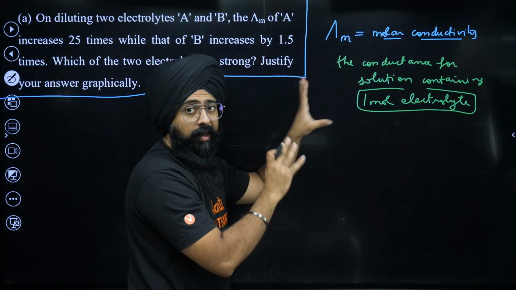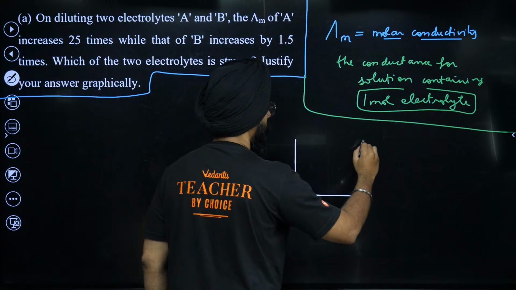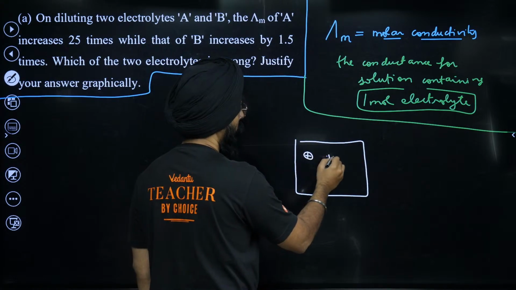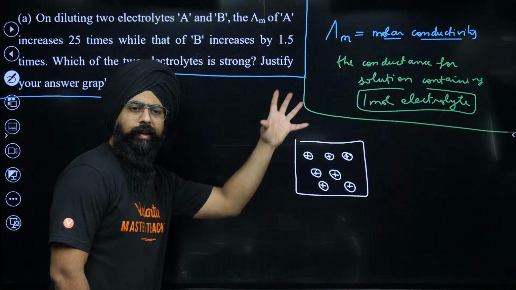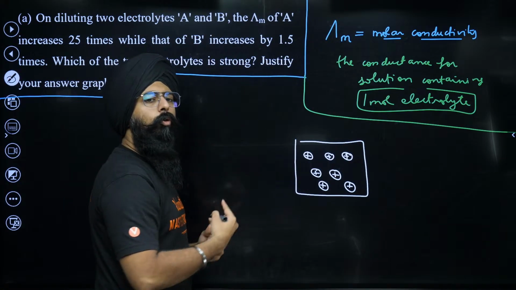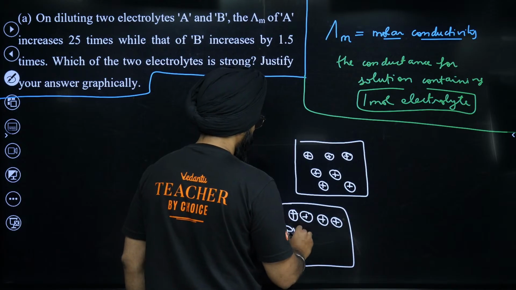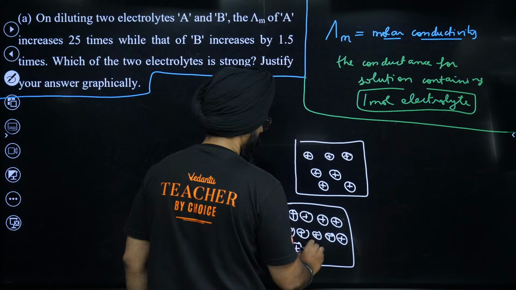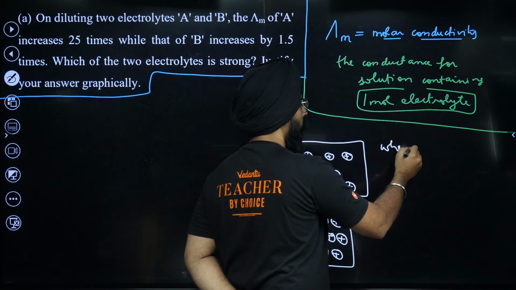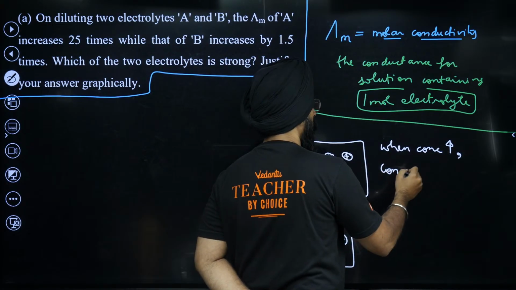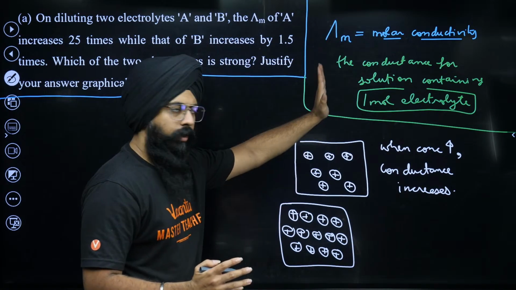Now, let us try to understand this. This is a very misunderstood concept, but I will explain it to you now. Imagine there is this particular solution and I have 7 ions in this. If I increase the concentration of ions, let's say instead of 7 ions I have many ions, more ions implies better conductance of electricity. So can I say when concentration increases, conductance increases? That is very obvious.